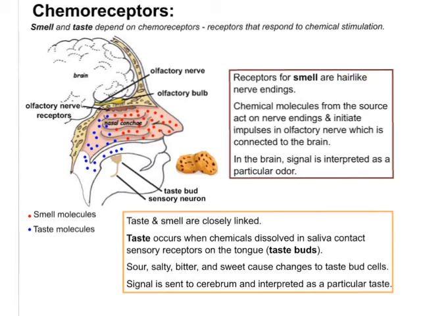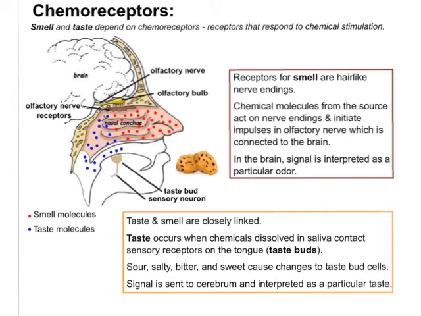And as they act on these, there is an impulse in the olfactory nerve that is sent all the way into the brain. Connects right into the brain there. The brain interprets the signal as a particular odor. This particular nerve is very close to the brain, so those travel very quickly right into the brain.